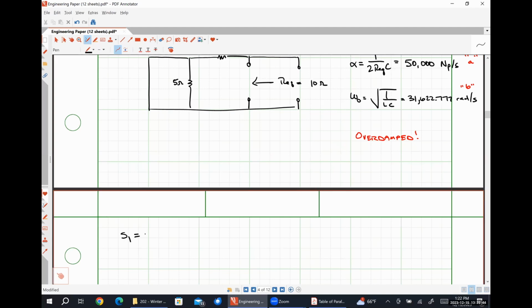So S1 is by definition negative alpha plus the square root of alpha squared minus omega naught squared. Since I have all of that already in my calculator, that's going to look like negative A minus the square root of A squared, plus square root of A squared minus B squared. I get that to be negative 270.167 units of per second. And I'm going to store this in my calculator as C, because we'll use it in a moment.